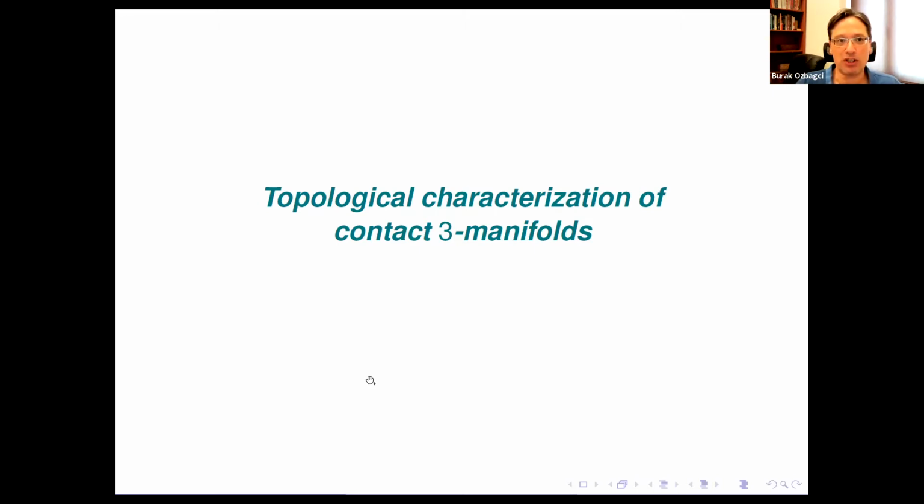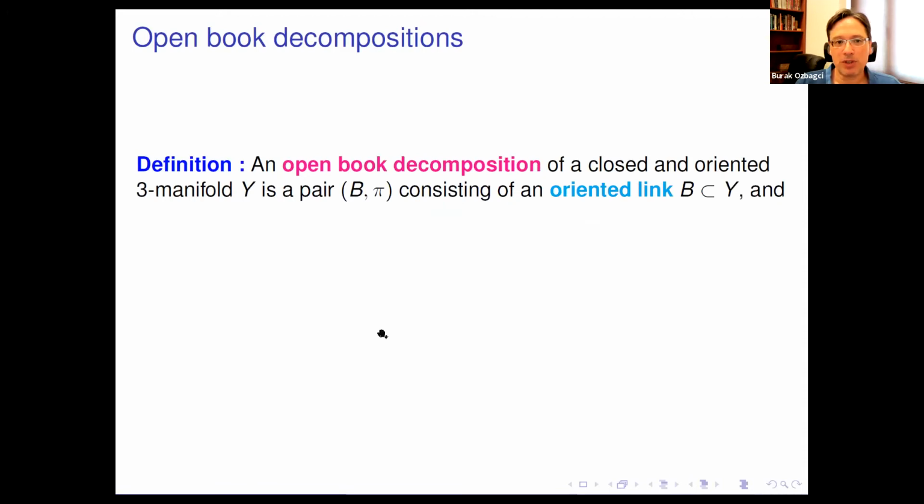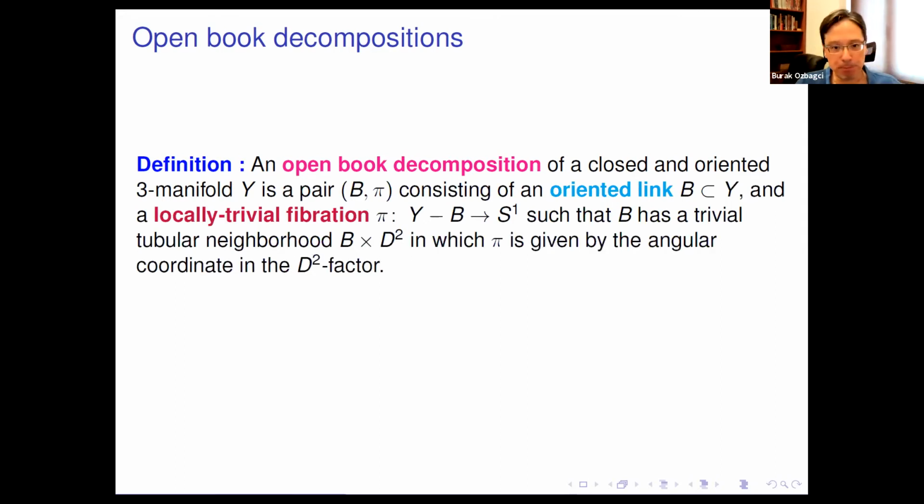An open book decomposition of a closed and oriented 3 manifold is a pair (B, pi) consisting of an oriented link B and a locally trivial fibration pi in the complement of B, such that B has a trivial tubular neighborhood, which is B cross D2, in which pi is given by the angular coordinate in the D2 factor.